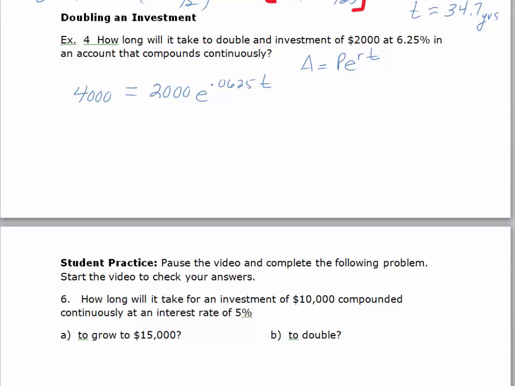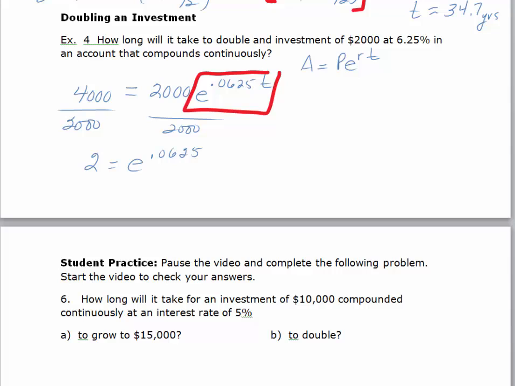Again, I've got to isolate my exponential expression, so I want to isolate this. I would divide both sides by 2,000. So I end up getting 2 equals e^(0.0625t). If I take the natural log of each side, I'm going to get, remember, the natural log of e to any power is just that power. So I get the natural log of 2 is equal to 0.0625t.